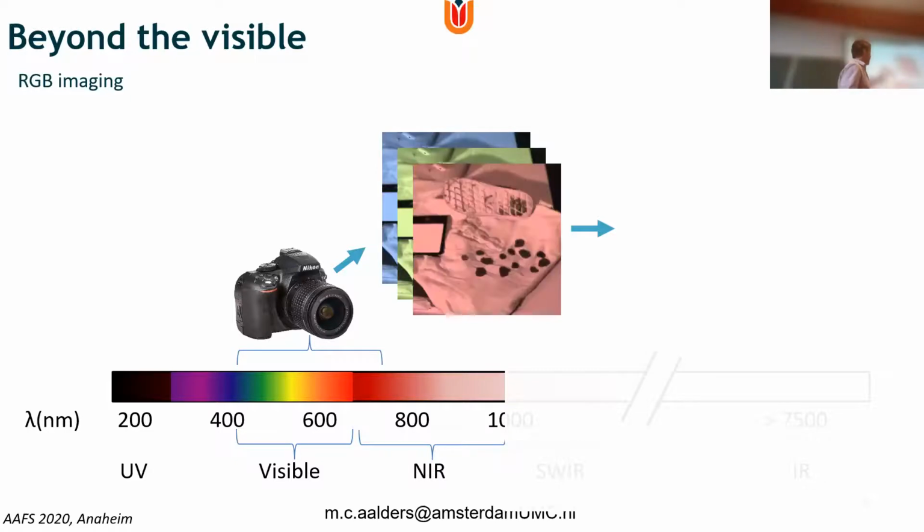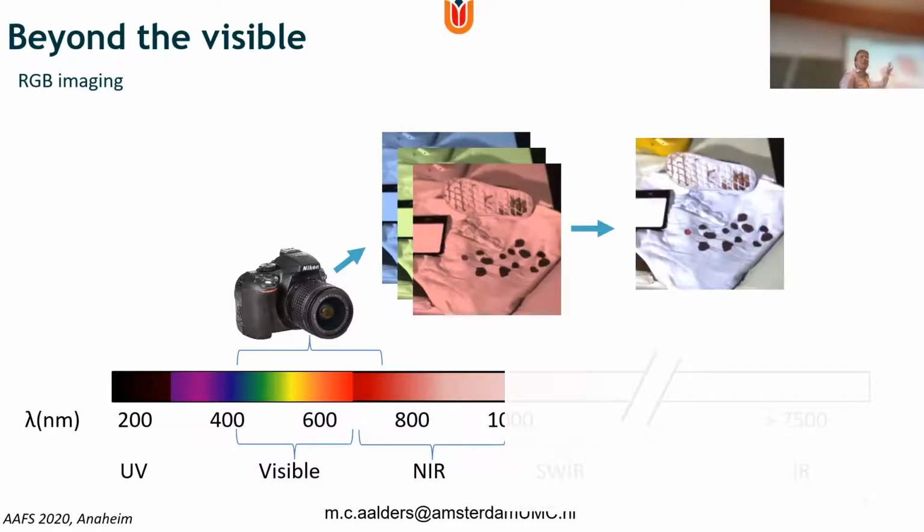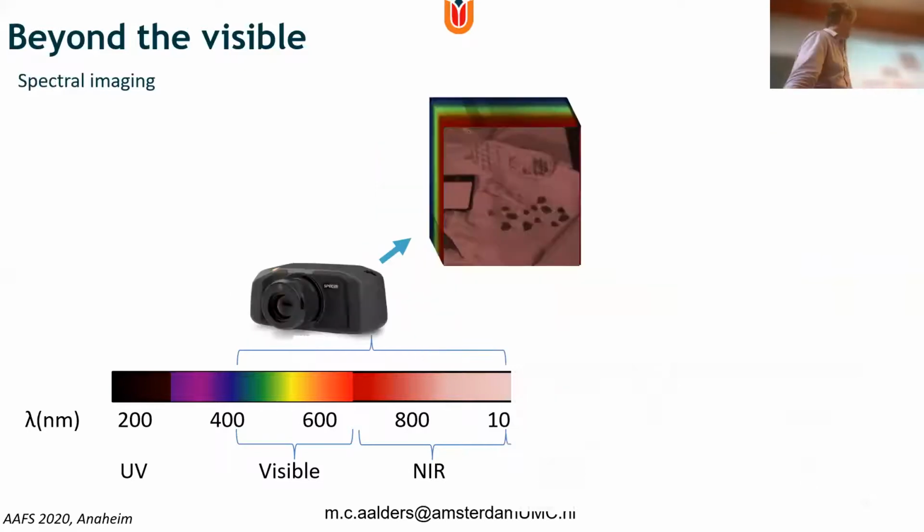So where RGB imaging, and here we go from normal photography to RGB imaging, uses three colors to create your color image, using spectral imaging you have your 200 colors in a broad wavelength range that will give you your spectral cube. And the spectral cube we can use to chemically analyze every pixel that's in there. Super cool tool.